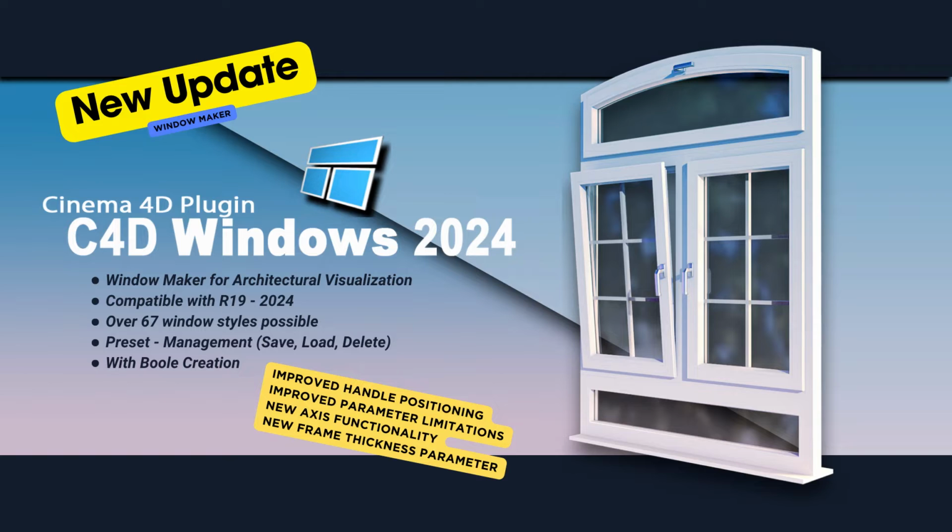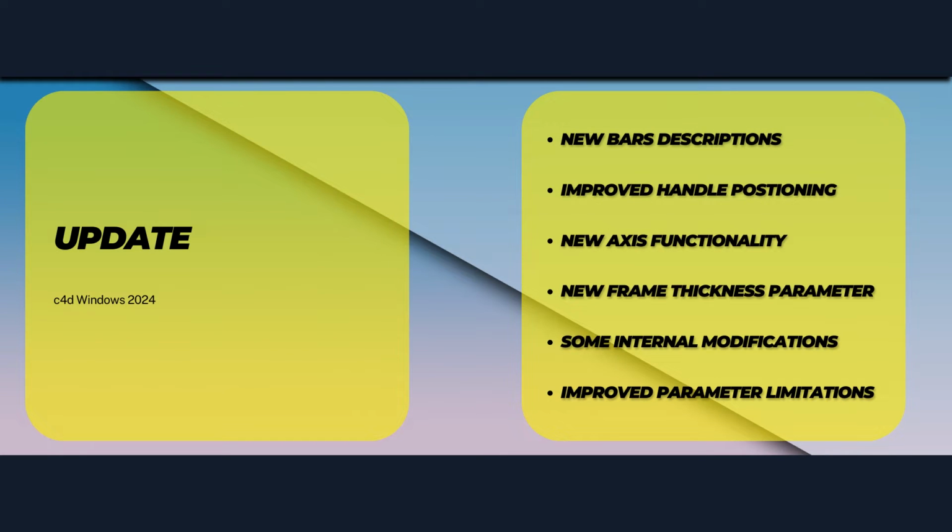So the Windows plugin is a plugin for Cinema 4D. With that, you can create procedural windows right away in Cinema 4D. So let's have a look at this figure. Here we can see all the new functionalities, all the new things which were implemented in the new version 2024 for the Windows plugin.